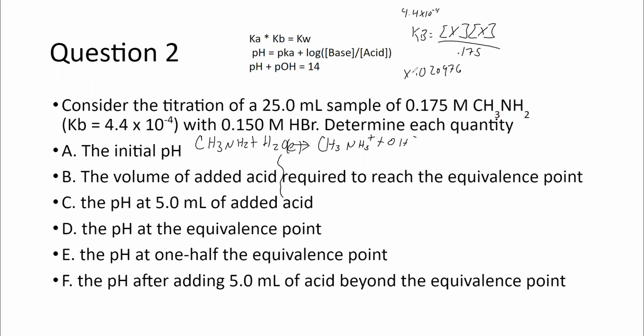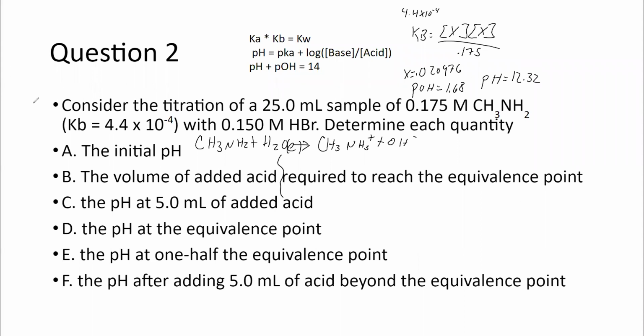So let's find pOH by taking the minus log of that. So pOH equals 1.68. So pH is 14 minus that. So 12.32. Let me just double check. 12.32. Which makes sense because we start with base, so pH should be above 7.